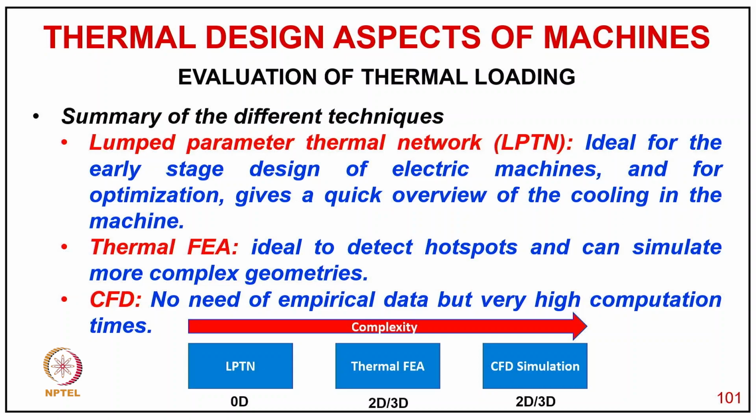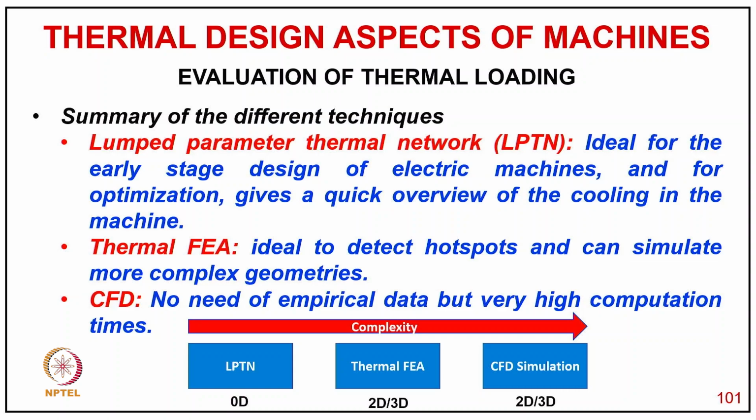Then coming to a summary of the different techniques, we can call it lumped parameter thermal network, ideal for the early stage design of electrical machines and for optimization. It gives a quick overview of the cooling in the machine. And thermal finite element analysis is ideal to detect hot spots and can simulate more complex geometry.